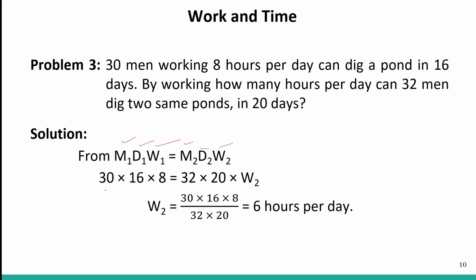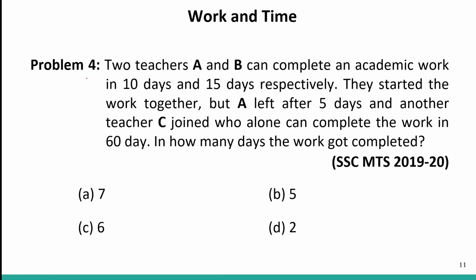That is how many men are working, how many hours per day, and how many days. That is equal to how many workers we will give and how many days you have, and we have an unknown here, that is how many work hours we need. So work hour w2 is equal to 30 into 16 into 8 by 32 into 20. That is 6 hours per day. We can evaluate it in this method. So let's go for problem number 4.